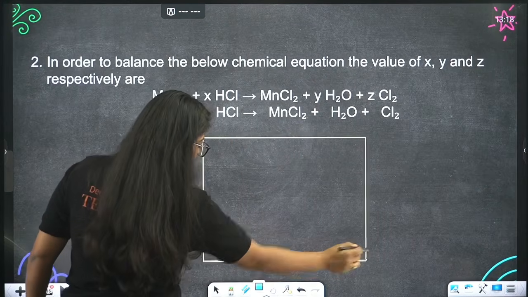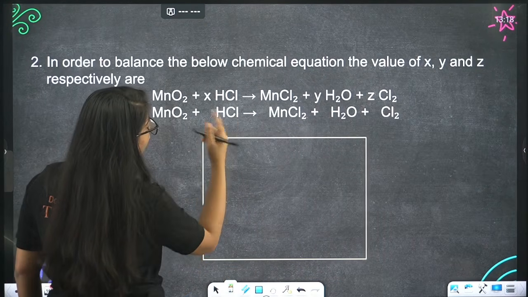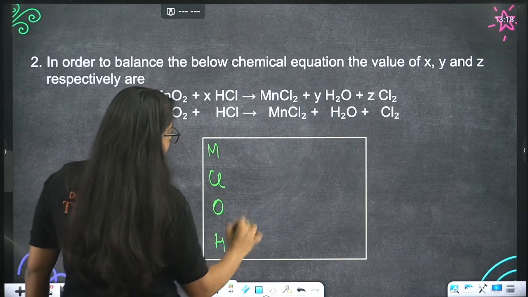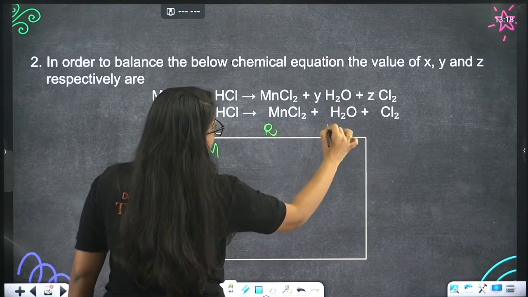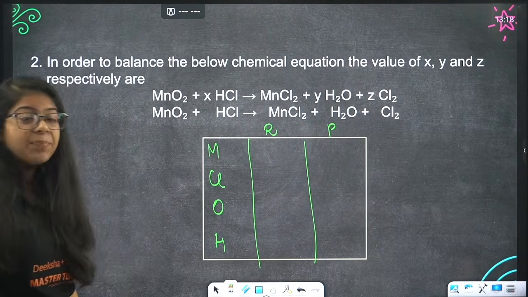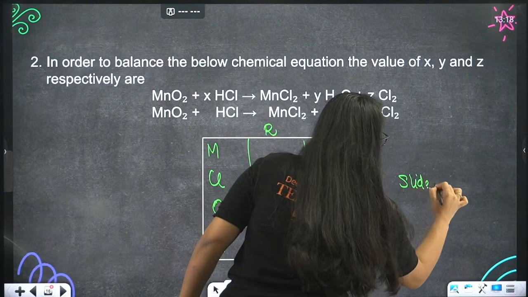Just make a box and you'll have to write what? Manganese, after that non-metal, chlorine, after that oxygen, hydrogen. Write down the number of elements in the product side and the reactant side, balance them, and write the answer in the comment, slide number 16.